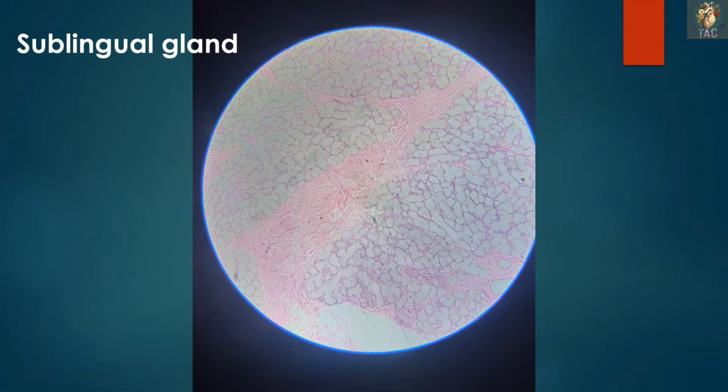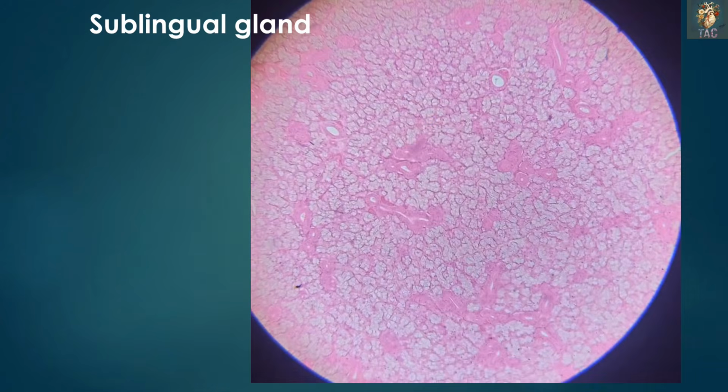Another slide of the sublingual gland at a lower magnification, you can easily identify a large number of mucous acini, and this one is the septa. This is another slide of the sublingual gland at low magnification. Here you can see a large number of mucous acini. These are the septa which contain the ducts of the sublingual gland.